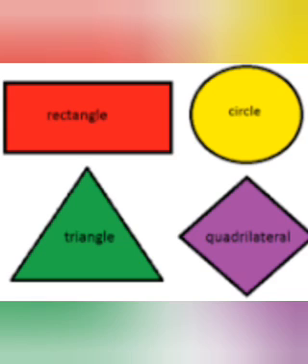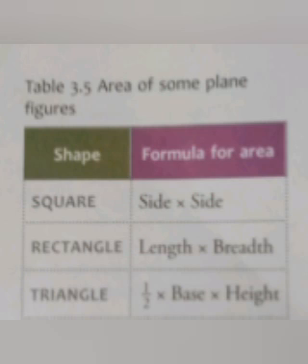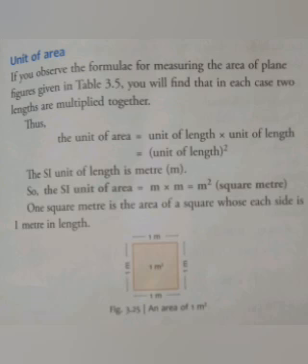The areas of some plane figures are as follows. First, a square. The formula for that is side into side, rectangle length into breadth, triangle half base into height. Unit of area: we will find that in each case two lengths are multiplied together. So we can say the unit of area is equal to unit of length into unit of length, which means square meter. So the SI unit of area is square meter.